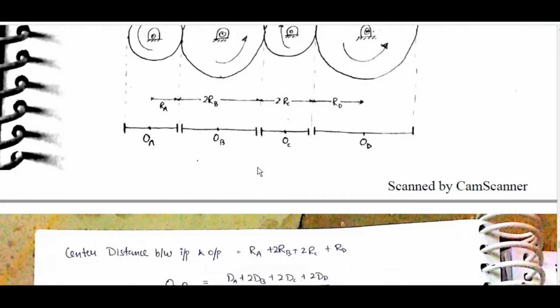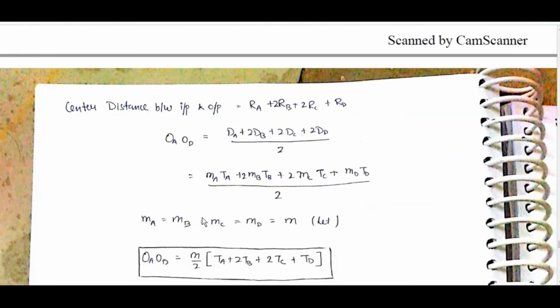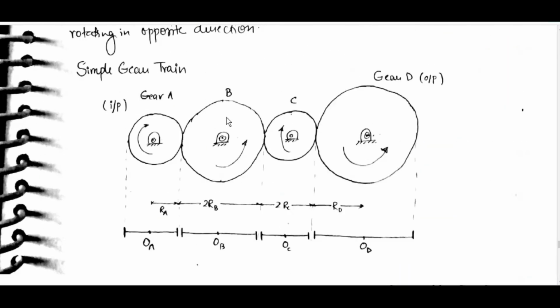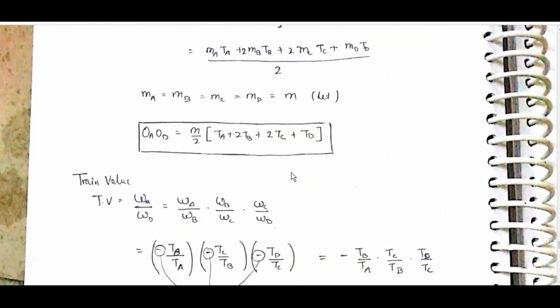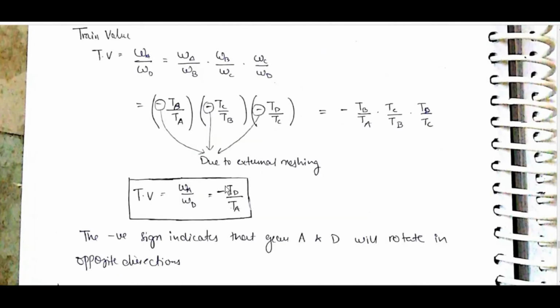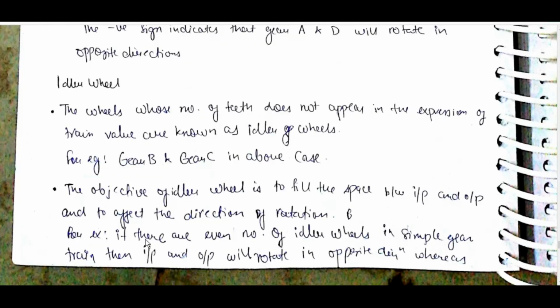Simple gear train. Then this central distance we can see, the diameter is the same. So from that we can say if it is meshing, then MA is equal to MB is equal to MC is equal to MD. From this I can say train value is equal to omega A by omega D is equal to minus TD by TA. The negative sign indicates that gear A and D will rotate in opposite direction.